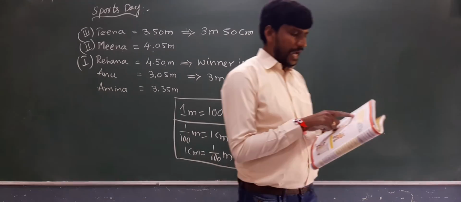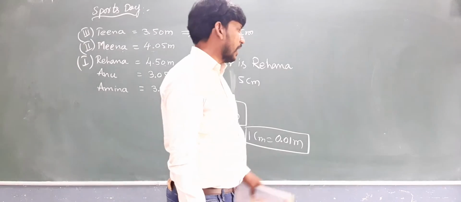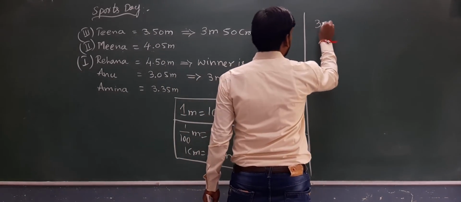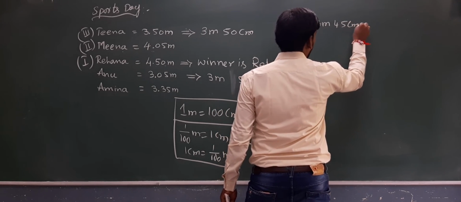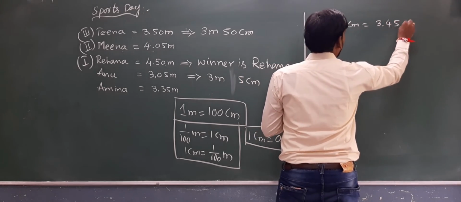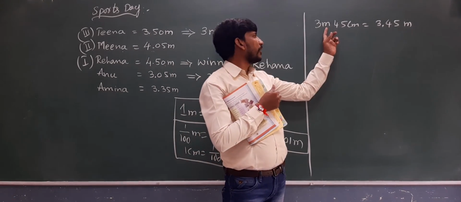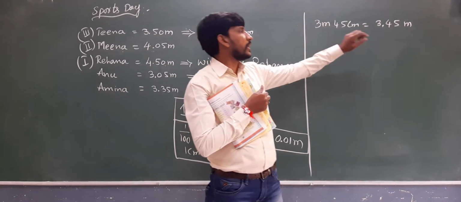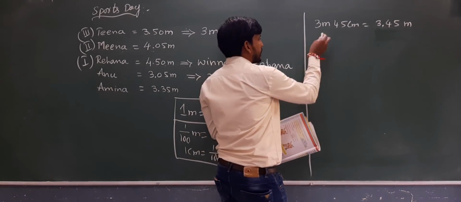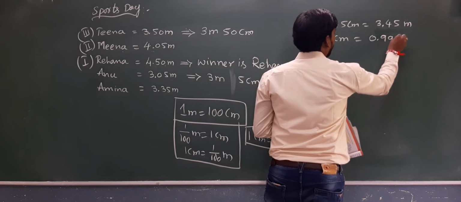So now here, write in meters also. The next one is 3 meters 45 centimeters. How to write 3 meters 45 centimeters? See, 3 meters 45 centimeters can be written, they are asking in terms of meters only, as 3.45 meters. This is the way to write. Just keep the decimal point after 3, and it will become 3.45 meters. Next, 99 centimeters equals 0.99 meters.